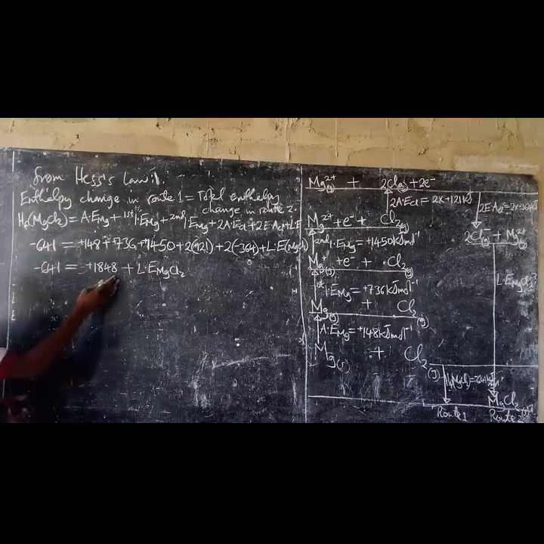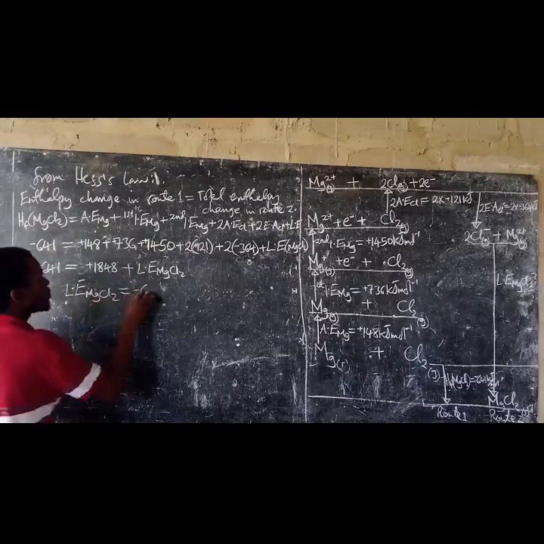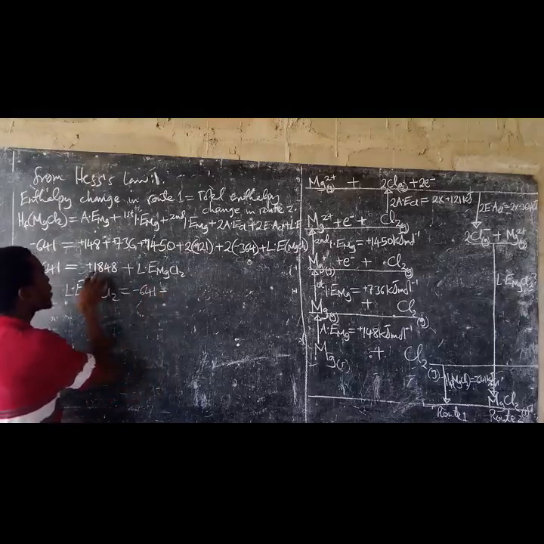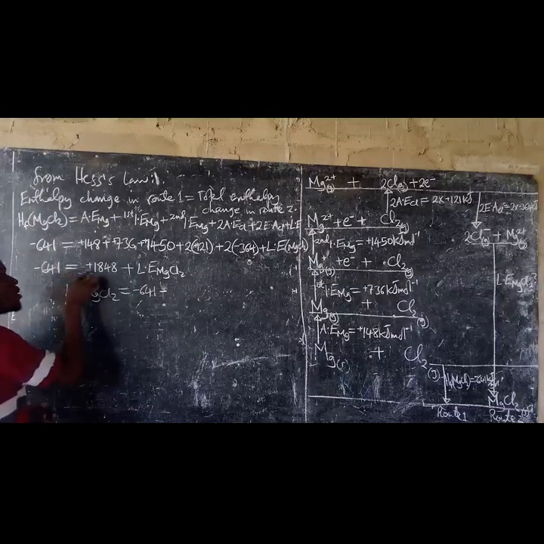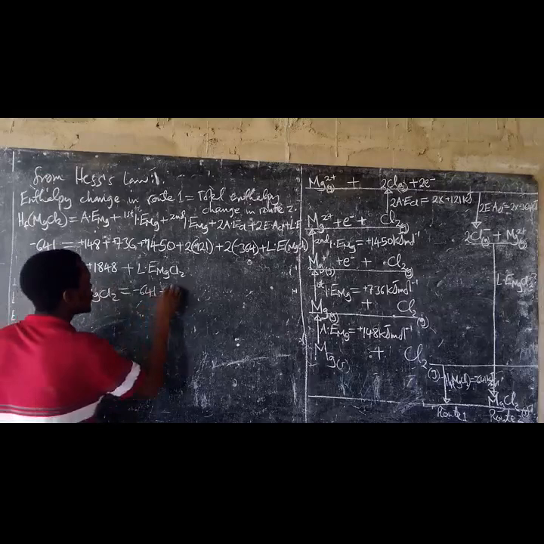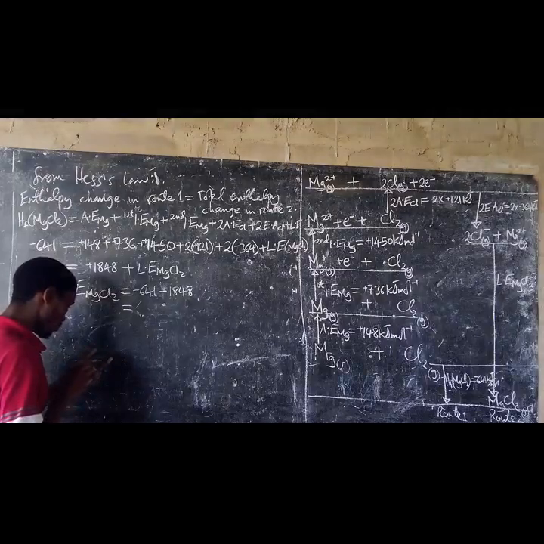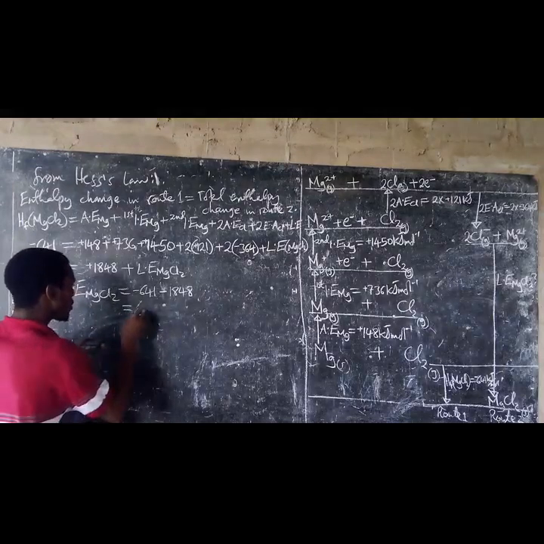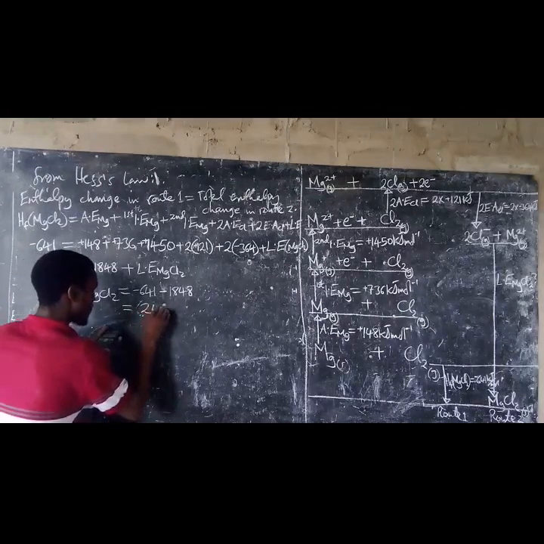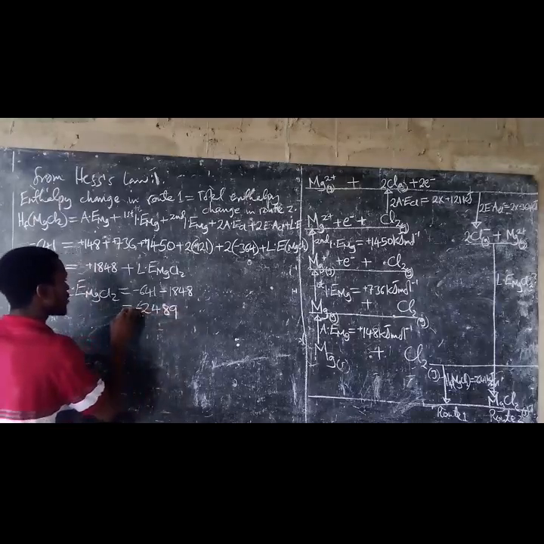Then we put like terms on one side. The lattice energy of magnesium chloride is equal to negative 641 minus 1848, because when this term crosses the equal sign, its sign changes. This is equal to negative 2,489. This is the negative value.